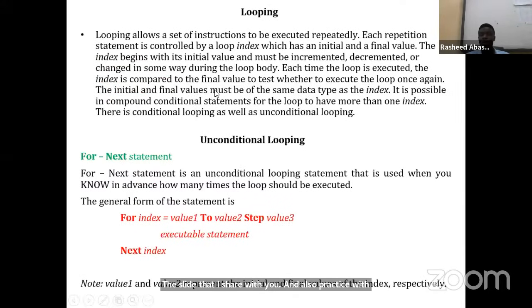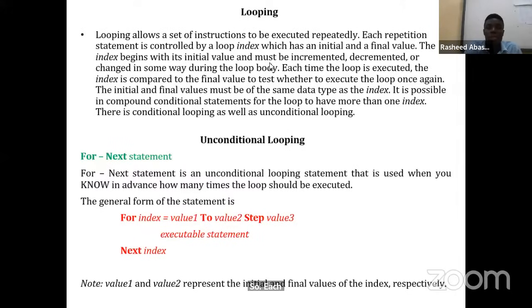So let's look at the third control structure, which is looping. As I said earlier, when I introduced us to the three basic control structures, the sequence, looping, and selection, I mentioned then that looping allows a set of instructions to be executed repeatedly. So each repetition statement is controlled by a loop index. And that loop index has an initial and a final value.